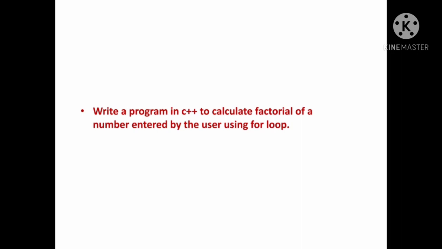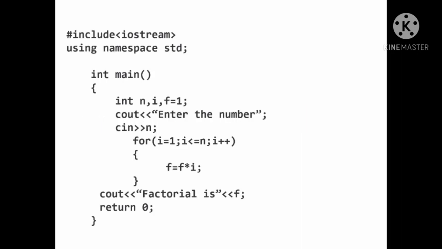So, 1 into 2, answer is 2. Next, 2 into 3. Whatever answer you get, you have to multiply that answer with the next number. So the previous answer is 2, and we are going to multiply it with the next number. Next number is 3. So 2 into 3, answer is 6. So factorial of 3 is 6.